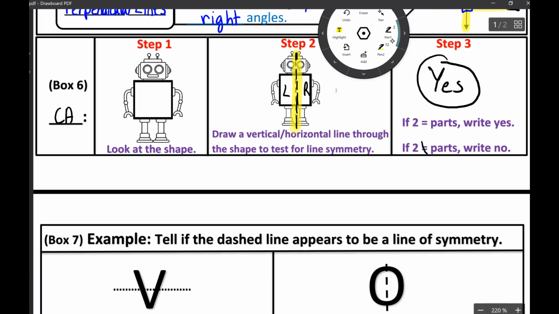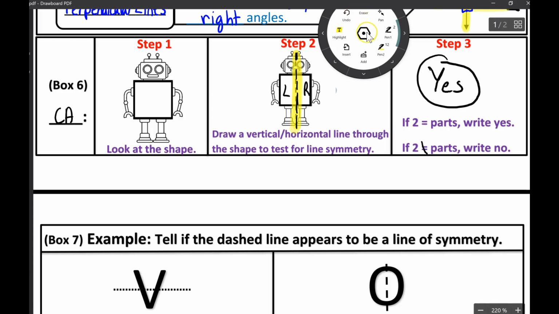So, if 2 equal parts, then we write yes. If 2 not equal parts, then we write no, okay? Or we can say 2 unequivalent parts, then we can say no, okay? But yeah, just kind of keep that in mind. If it has 2 equal parts, you write yes. If it does not have 2 equal parts, then you write no. Okay, pretty simple, right?